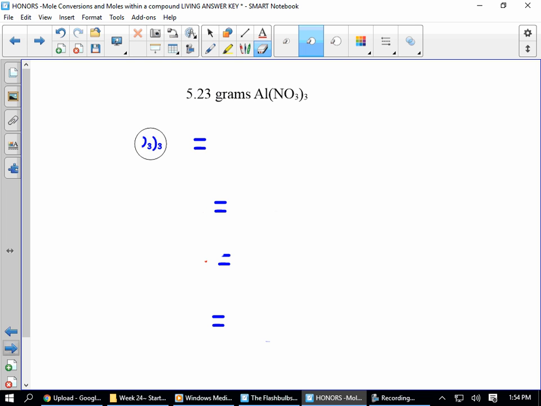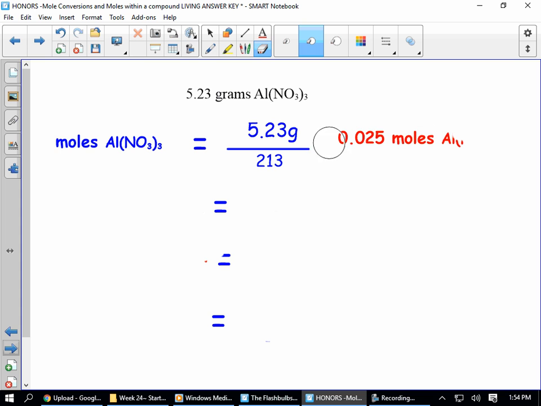All right, you take what you have, put it into moles. 5.23 grams of aluminum nitrate. 1 aluminum, 3 nitrogens, 9 oxygens gives you a total of 213. Divide those numbers, you get 0.025 moles of aluminum nitrate.